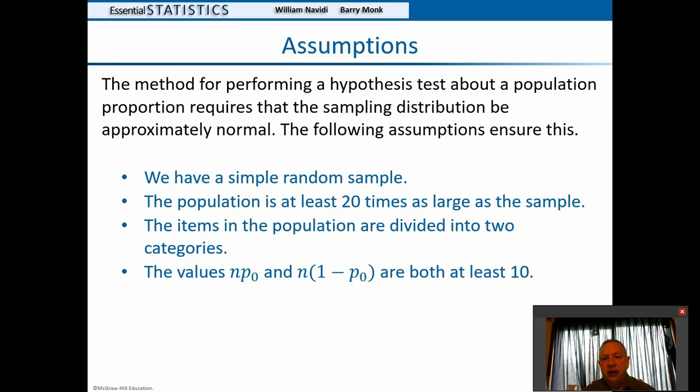The values of np0 and n times (1 minus p0) are both at least 10. The p0 is the value from your claim. H0 comes from the claim; the equality version assigned to H0 gives the p0. When I multiply n times p0 and n times (1 minus p0), they are both at least 10.